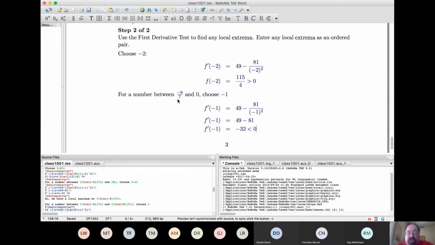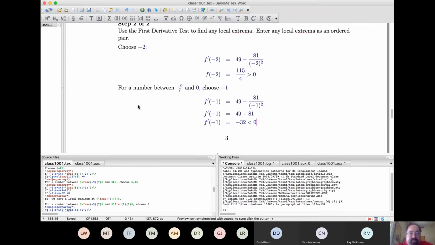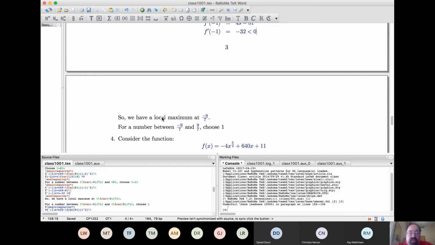So if we're looking at minus 9/7, the derivative changed sign from plus to minus. So it's increasing, derivative equals 0, and then the derivative goes negative. So the function is decreasing. When it's increasing to decreasing, as we see here, then we can conclude that it's a local maximum. Okay. So sign change from plus to minus, maximum.